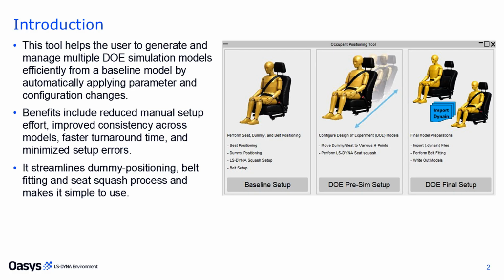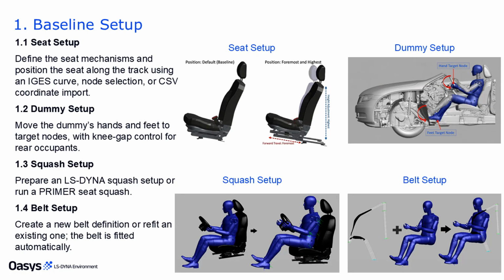The workflow is divided into 3 stages: baseline setup, DOE pre-sim setup, and DOE final setup. The main benefits are reduced setup time, improved consistency across models, and fewer manual errors. Baseline setup can be used on its own, or as the starting point for a DOE workflow.